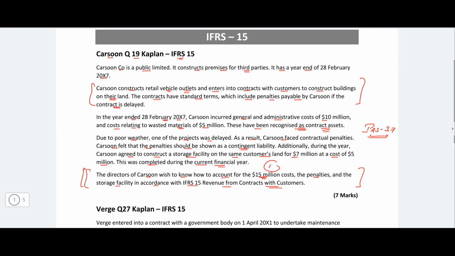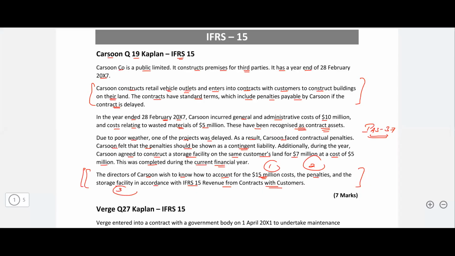And the penalties. Basically the penalties they are supposed to pay to the customer because they delayed the construction. This is the second thing. And the storage facility, which they constructed during the year on the customer's land for 7 million at a cost of 5 million. This is the third thing you need to tell how to account for. So let me first ask you guys how this should be treated, and then I'll explain this.